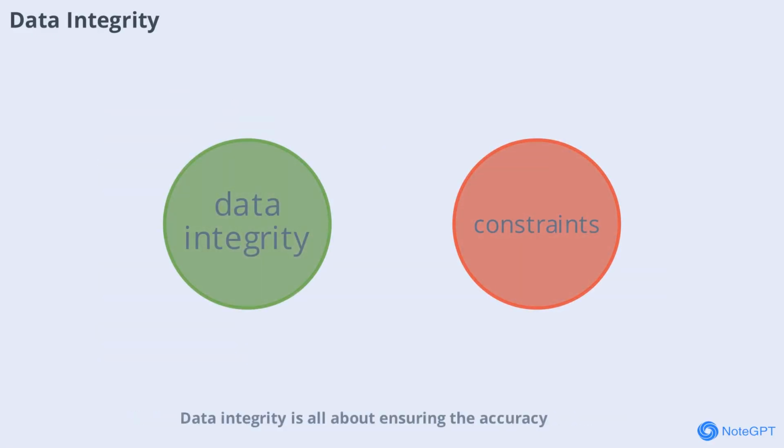Data integrity is all about ensuring the accuracy and consistency of your data over its lifecycle. In database management, this means setting rules and constraints that prevent invalid data from entering your system.